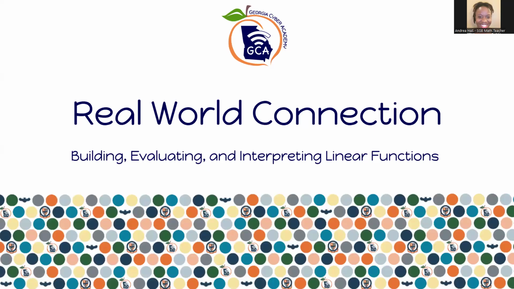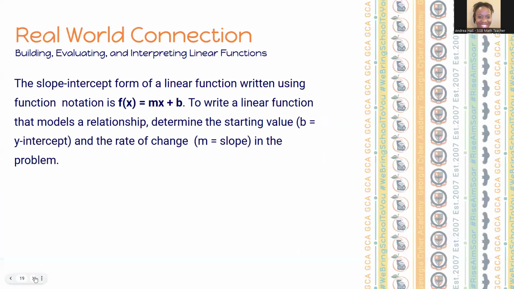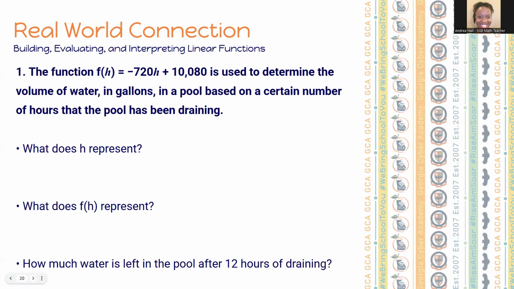All right, let's talk about the real world connection happening here as we are building, evaluating, and interpreting linear functions. The slope intercept form of a linear function written using function notation is f of x equals mx plus b. To write a linear function that models a relationship, determine the starting value, which is your b or y-intercept, and the rate of change, which is m, your slope, in the problem. They like to use that phrase rate when you're looking for that rate of change.